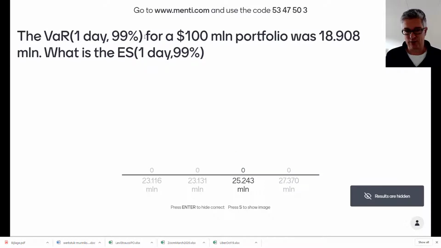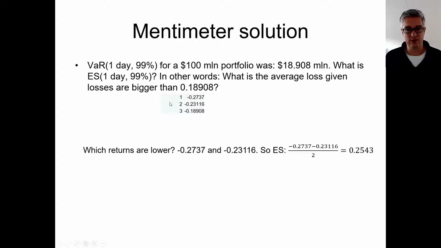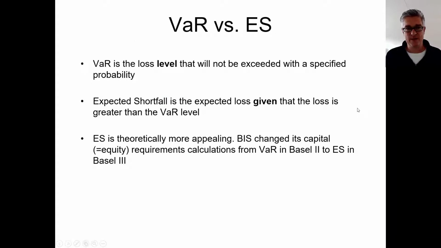And then the answer is 25.243. So why is that? Well, which returns are lower than this loss of 18.908%? Well, there's only 2 of them. So if we then take the expected value out of these 2, simply the average of these 2 values. So easy enough.